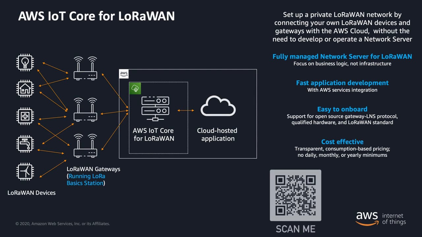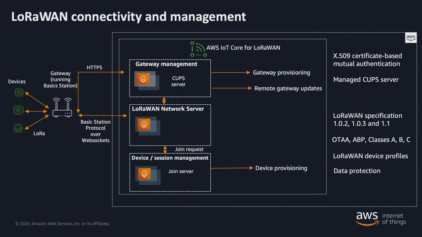With AWS IoT Core for LoRaWAN, our customers can now simply and cost-effectively set up a private and scalable LoRaWAN network with a few simple steps, eliminating the burden of managing a LoRa network server and its associated infrastructure. Customers can now focus on business logic, not on managing infrastructure. AWS IoT Core for LoRaWAN provides a fully managed LoRaWAN network server in the cloud, integrated with LoRaWAN device provisioning and gateway management service. You just bring your own devices and gateways and connect them with AWS IoT Core for LoRaWAN.